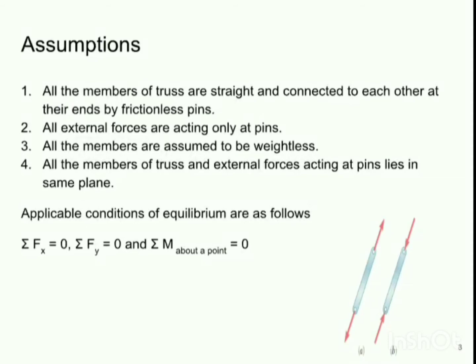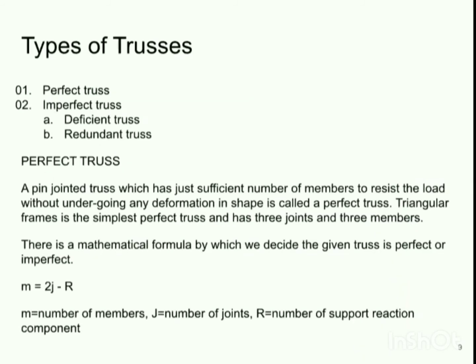Now what are the applicable conditions of equilibrium that can be used for analyzing a truss? As it is said earlier that the forces are acting in the same plane, so there are only three conditions applicable. That is, summation of forces along x-axis should be equal to 0, summation of forces along y-axis should be equal to 0, and summation of moment about a point should also be equal to 0. These are the conditions of equilibrium applicable for analyzing the truss.